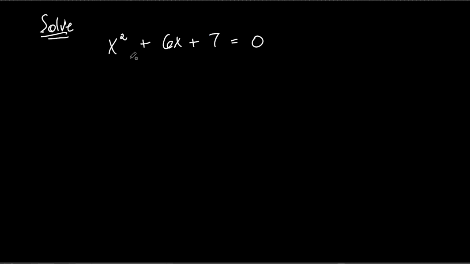Well, first thing I would do is to see if this factors. Does this factor? If I put two sets of parentheses, does anything multiply to be 7 and add up to be 6? They're all positives. Because 7 and 1 is my only choice, right? Is there any way 7 and 1 add up to be a 6? Not if they're both positive, no. All right, so I can't factor it.